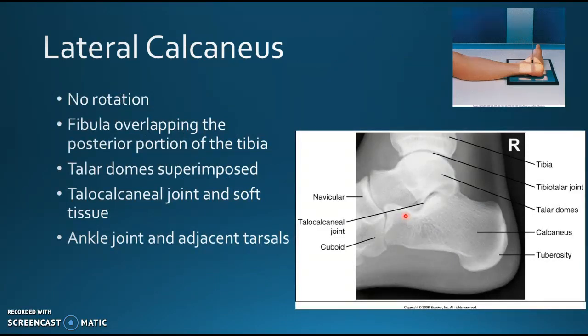The lateral calcaneus is positioned similar to the lateral foot, and we can use the same positioning and anatomical parts to evaluate if it's a true lateral. So looking at the fibula in the posterior half of the tibia, the talar domes are superimposed and the talocalcaneal joint is open, as well as the soft tissue. We do need all the adjacent tarsal bones to the calcaneus. That would be the talus, the navicular, and the cuboid, which must be present.